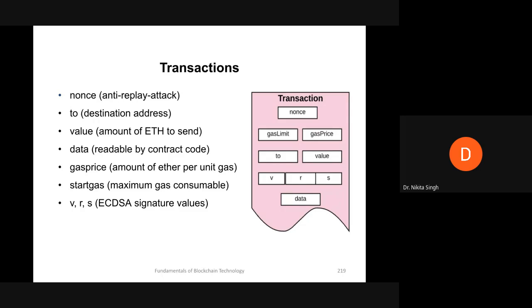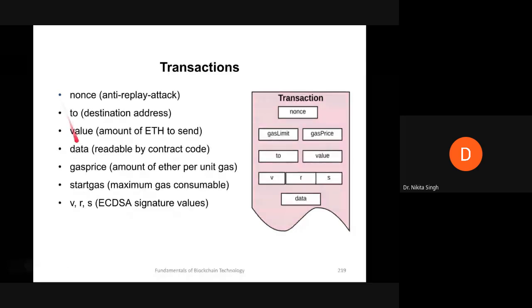So this is all the data, or all the fields or components, that are present inside the transaction. And here the data field is of real importance.